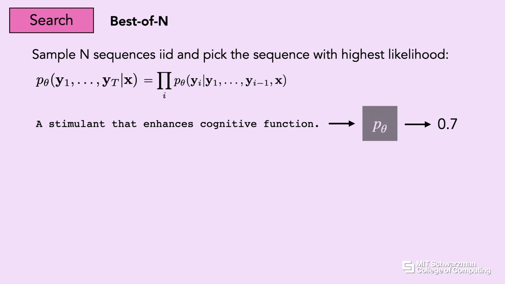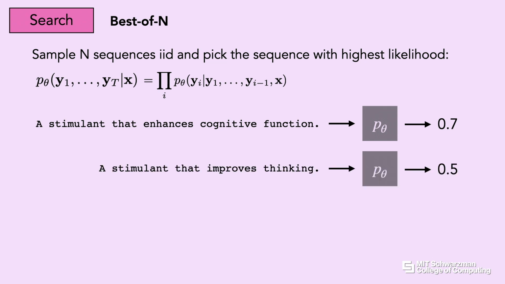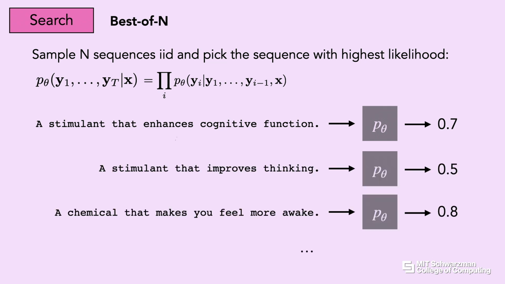Let's say my question is, what is coffee? So the answer might be a stimulant that enhances cognitive function, and the model will say that has 0.7 probability. It might be a stimulant that improves thinking, 0.5 probability. A chemical that makes you feel more awake, 0.8 probability.